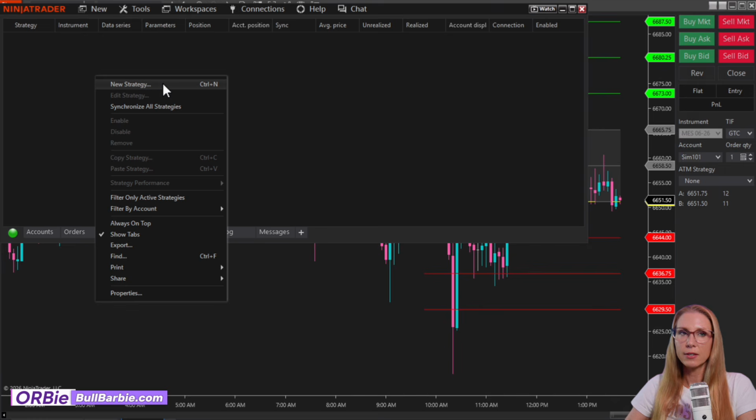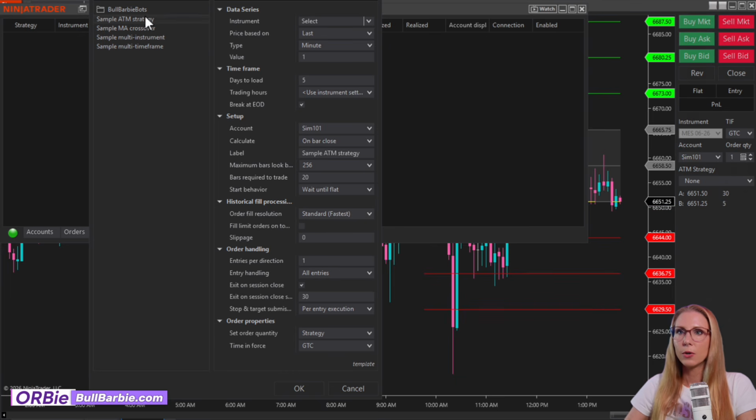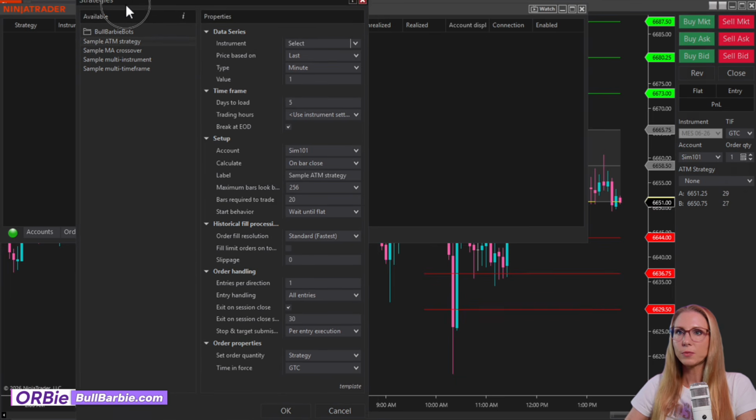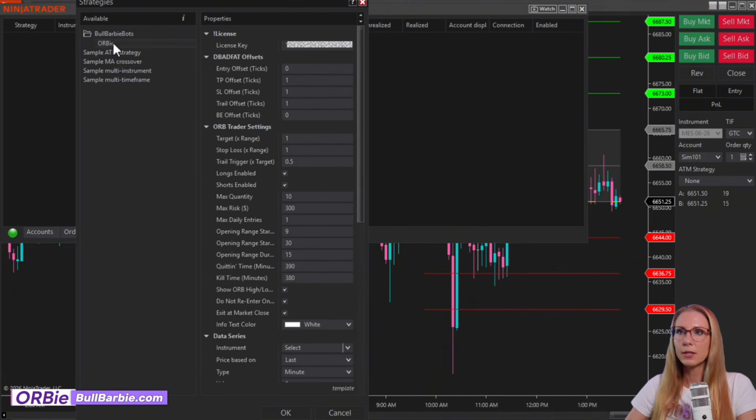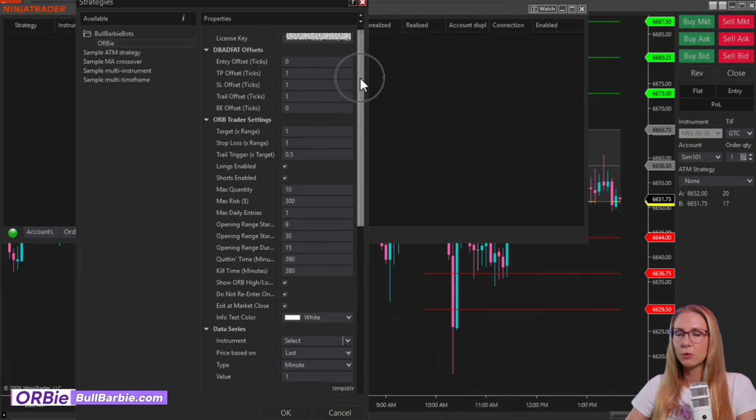So if you want to add a strategy to the strategy tab, you can right click and go to New Strategy. It's also Control N. And in this case, we're going to go to Barbie bots and ORBie. Our bots always come with a license key, and you'll be able to get this from BullBarbie.com. If you have a free trial, that is your license key. And if you continue your trial, you'll keep the same license key. We made it really easy.